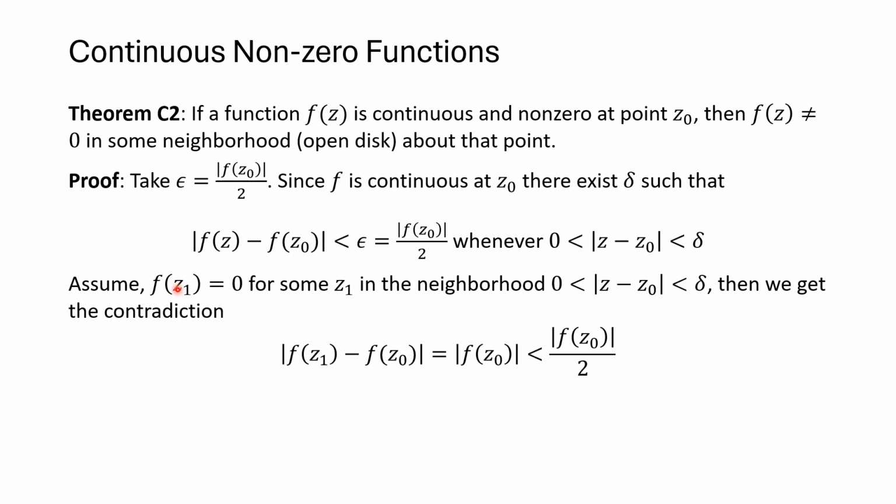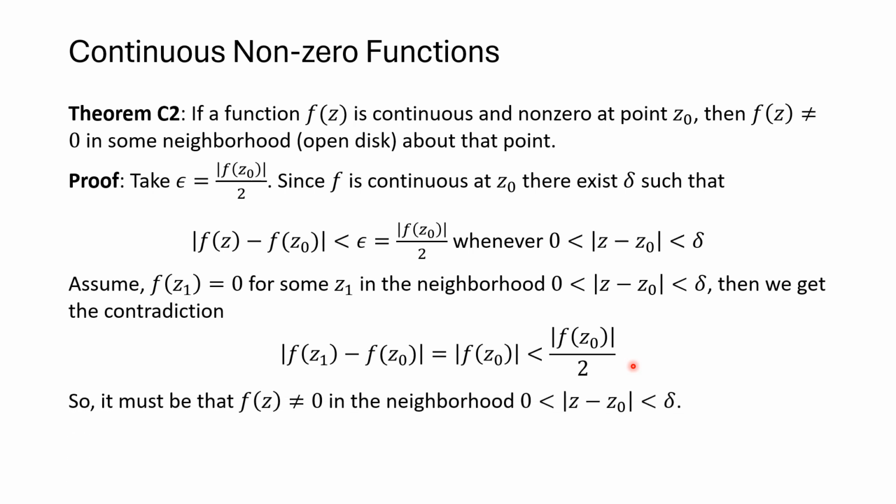And then since z sub 1 is within this neighborhood here, this inequality holds if we put in z sub 1 for z, and we get the modulus of f of z sub 1 minus f of z sub 0. This f of z sub 1 equals 0 from what we set up here. So this just equals the modulus of f of z sub 0, but then that's less than epsilon. And so we get a contradiction. We can't have this be less than half of itself. And therefore the theorem is true.